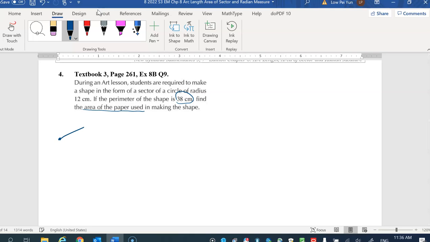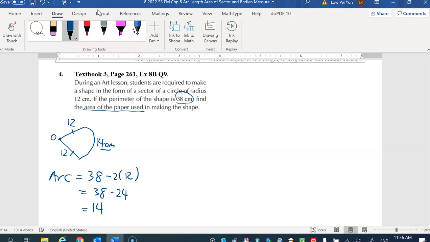So here we have a sector. I'm assuming it is in the shape of the minor sector, but never mind. We just assume it is this shape first. So radius must be the same. Center is O, radius 12 cm. So the arc can be found by taking 38 minus 2 times 12, which is 24, and I am going to get 14. So arc is 14 cm.